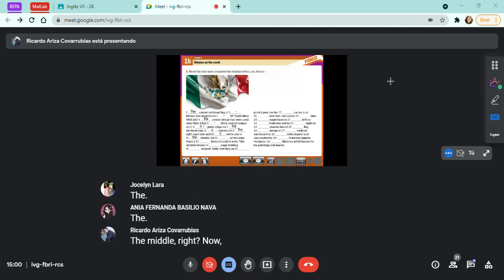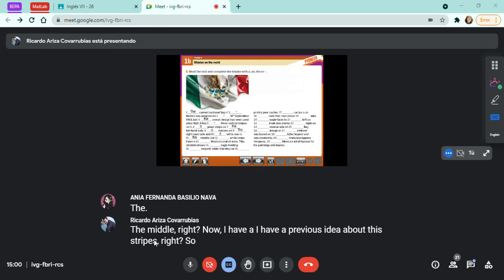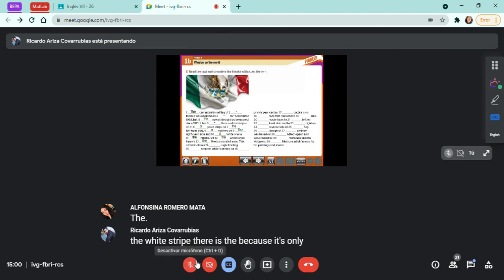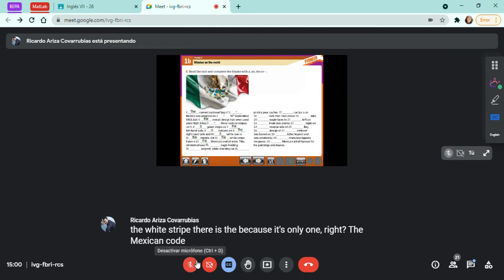Now I have a previous idea about these stripes, right? So on the white stripe there is the, because it's only one, right? The Mexican coat of arms.